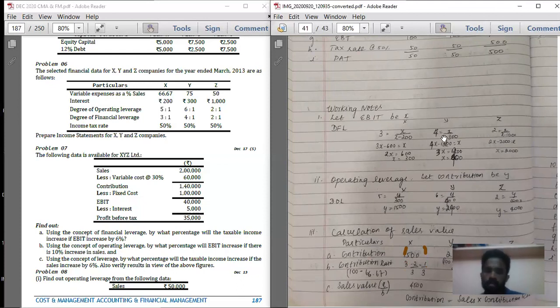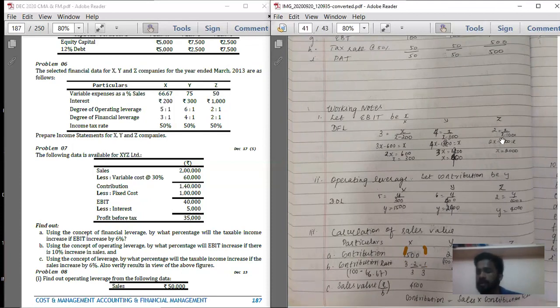Next column Y. What is the degree of financial leverage? 4. So 4 is equal to, same, we are assuming EBIT as X, X divided by X minus 300, which is the interest. If we take this to the left hand side, 4X minus 1200 is equal to X. If we bring this X to the left hand side, it will become minus. So 4X minus X, that is 3X, is equal to 1200. So X is equal to 400.